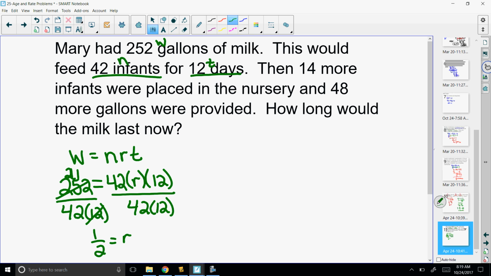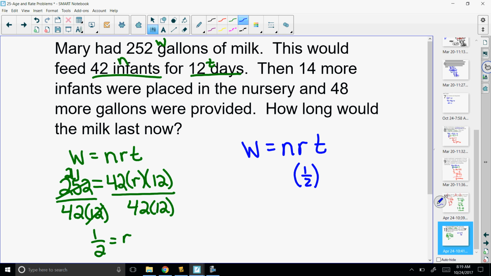Okay with that? Did you get that when you multiplied it on your calculator and divided? Okay, good. All right, so now we want to go back to the new problem or equation. Work is equal to number times rate times time. We know what that rate is, and what's the rate? 1/2. So you go through 1 gallon in 2 days, 1/2 gallon per day.